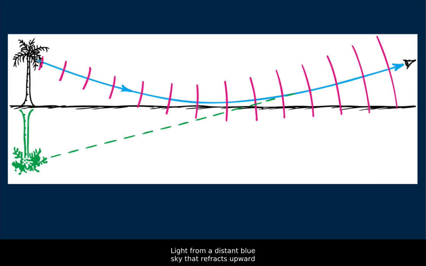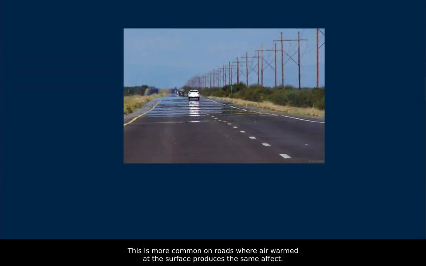Light from a distant blue sky that refracts upward in the same way gives the illusion of water not far ahead. Many a thirsty person wandering in the desert has mistakenly seen a cool pond ahead. Sorry, no refreshing drink. This is more common on roads, where air warmed at the surface produces the same effect. Whenever we look downward and see sky, it's either reflection or refraction. Sometimes the two are confused.